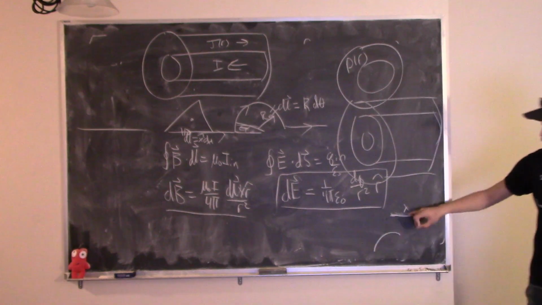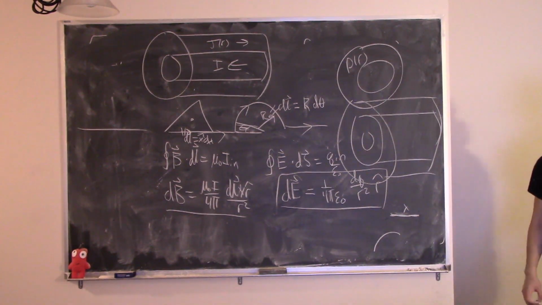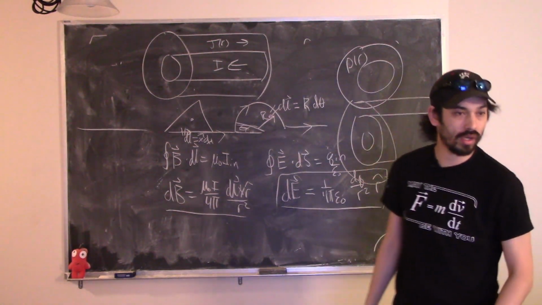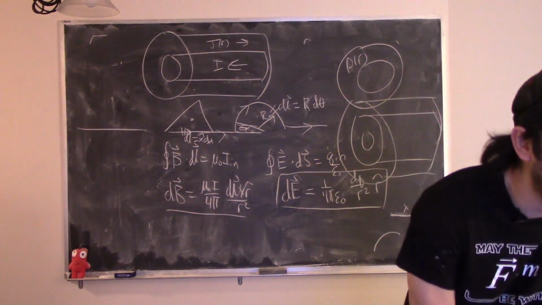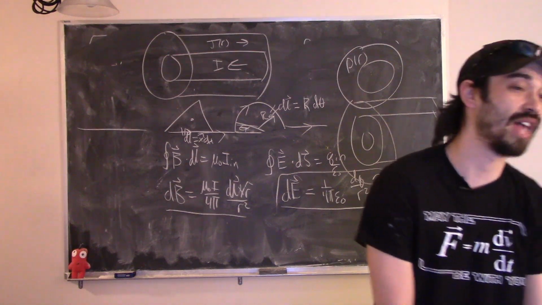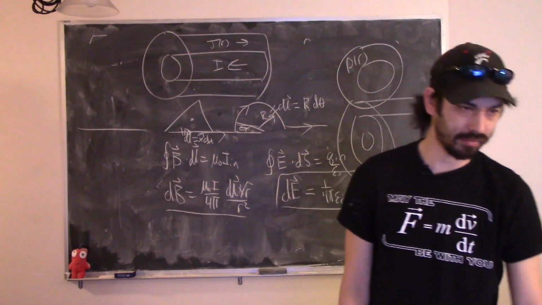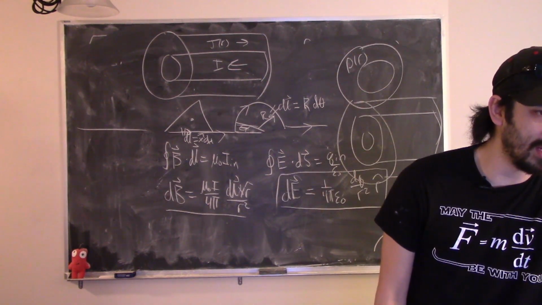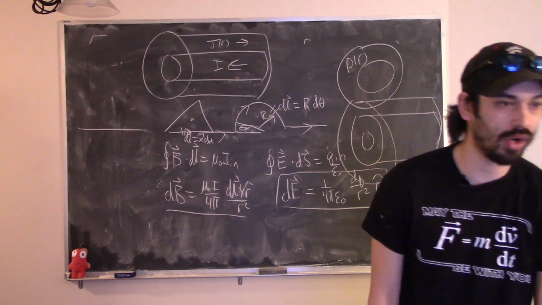Make sure you know the difference between these and how you evaluate those. So in the arc, dl x r hat would simplify down to r d theta. Exactly. But it's also, it's not dl x r hat.